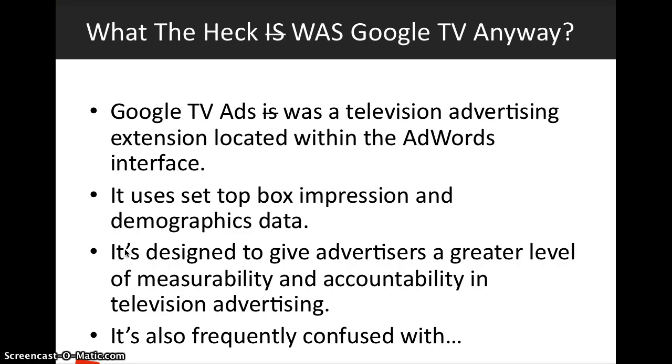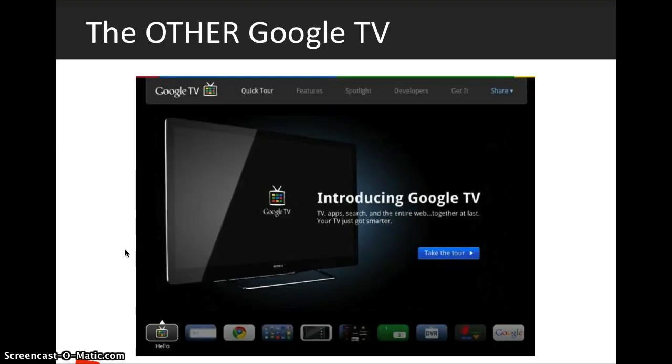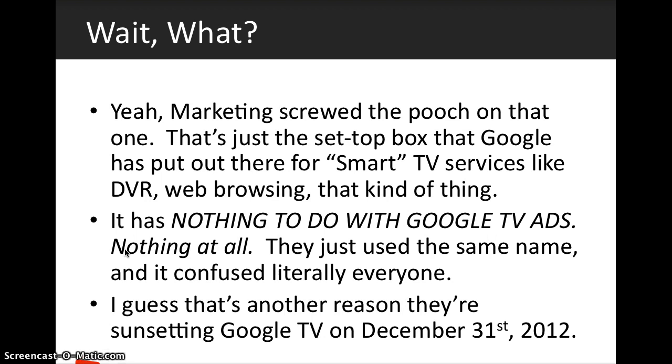So what is Google TV Ads? It's a television advertising extension located within the AdWords interface. It makes use of set-top box impression and demographics data to give you a PPC-style approach to television buys with more measurability and accountability. It's also frequently confused with the other Google TV, so their marketing department kind of screwed the pooch on that one.